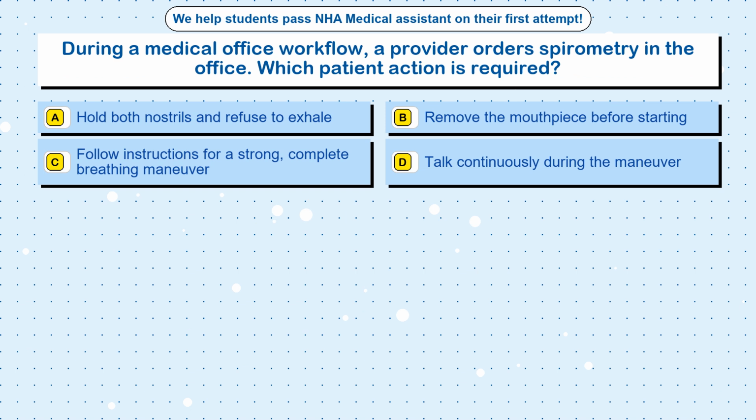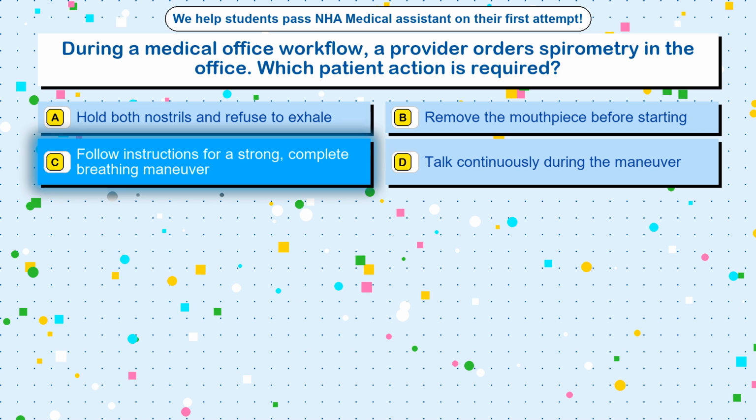Question 31. During a medical office workflow, a provider orders spirometry in the office. Which patient action is required? Option A. Hold both nostrils and refuse to exhale. Option B. Remove the mouthpiece before starting. Option C. Follow instructions for a strong, complete breathing maneuver. Option D. Talk continuously during the maneuver. The correct answer is option C.